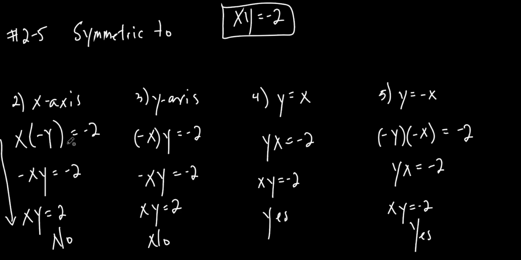So those are your tests right there to see if it's symmetric to those 4 things. It's not hard to do. It's just remembering the test. All right, so that's 2, 3, 4, and 5. So you're halfway done with the quiz. Who's got 100 so far? Good.